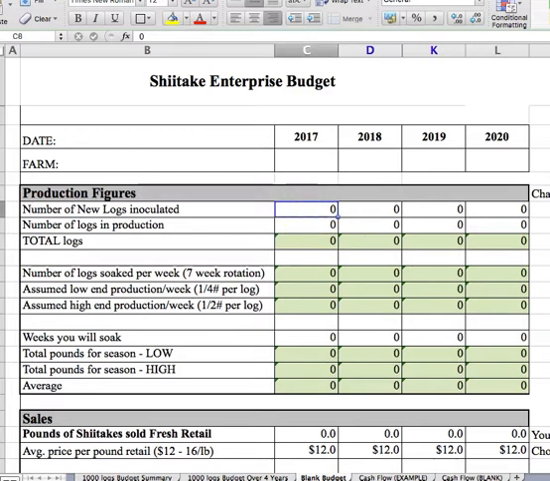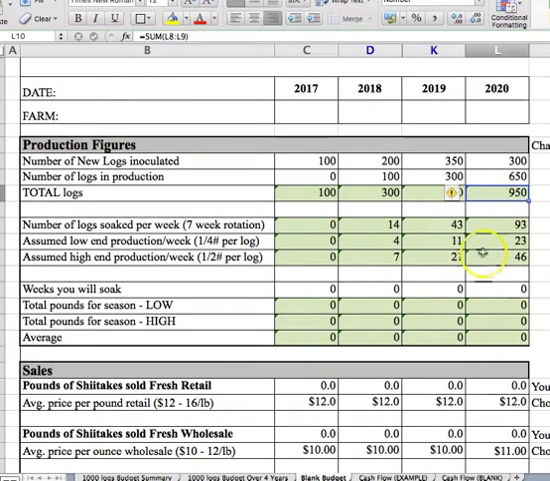So again, I could start out and just kind of play with it and say, all right, well, this year I got 100 done. Next year I'm going to shoot for 200. Then I'm going to shoot for 350. And then I'm going to shoot for doing 300 new logs or something like that. You can then say, well, 100 logs will be in production, and then this year you should have 300 logs in production, and this year you should have 650, right? So we're just doing the math. We're adding the previous year's inoculated logs that are ready to go with anything that's in existence, and that's getting us up to 650 logs.